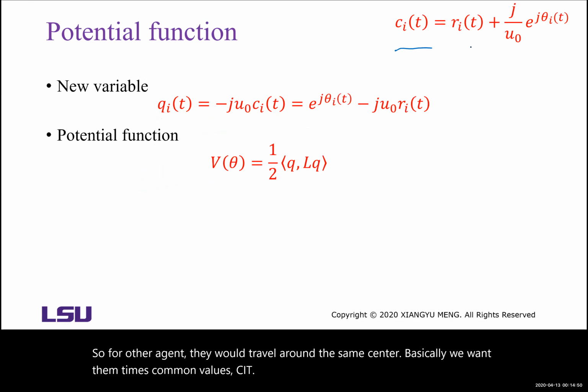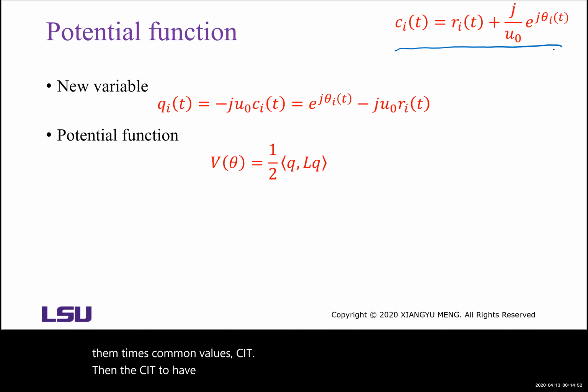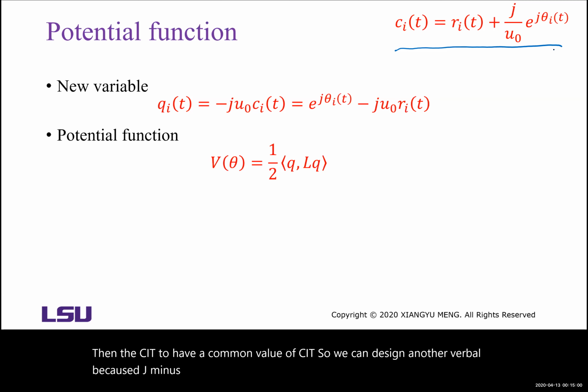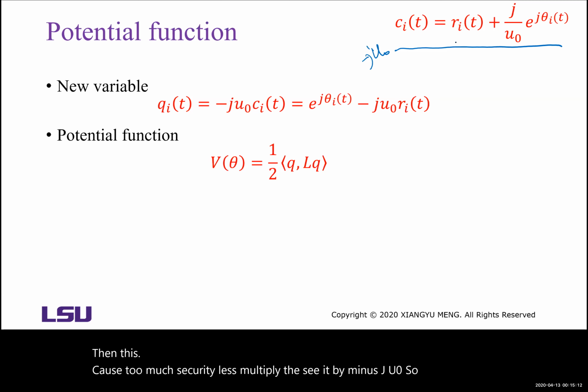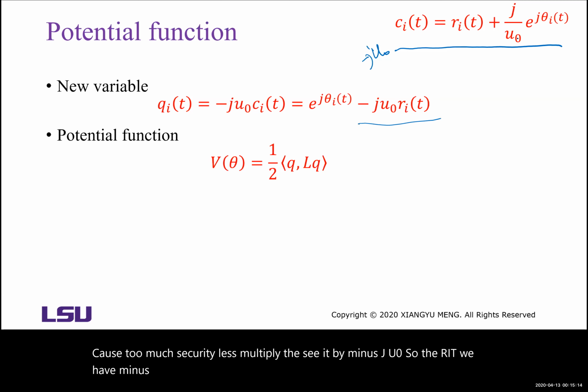Then this is the CIT. To have a common value of CIT, we can define another variable. We call it J minus J U0. Then we call it QIT. So for QIT, let's multiply the CIT by minus J U0. So for the RIT, we have minus U0 RIT, so then the U0 is cancelled. For minus J square is 1, so has exponential J theta I.